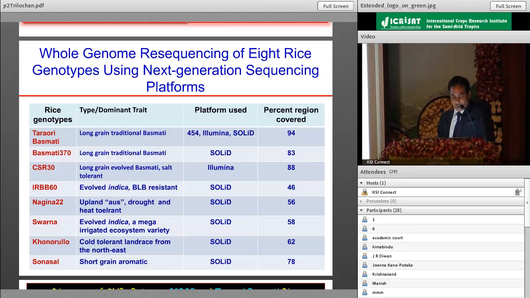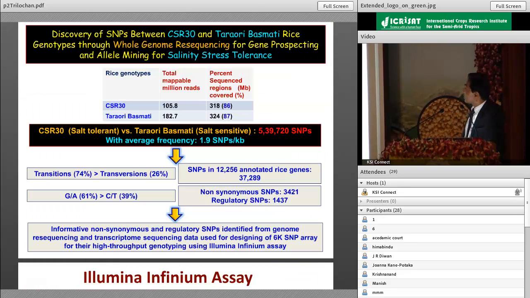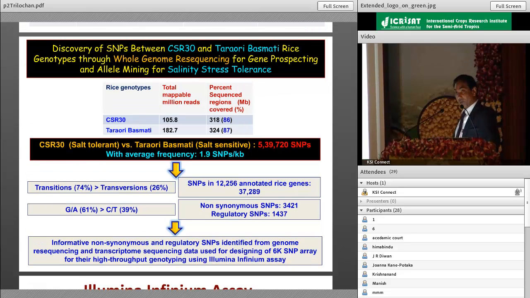We did resequencing of some of these contrasting types, and then which differ. For instance, CSR30 and Tharadi Basmati, and then this is typical Basmati which have been sequenced, and then we are yet to publish this. But then when we compare this, certainly we found many single nucleotide polymorphisms existing. Mind you, they are phenotypically very close. They look alike almost, very difficult to differentiate. And the Basmati quality characters are almost identical between these two.